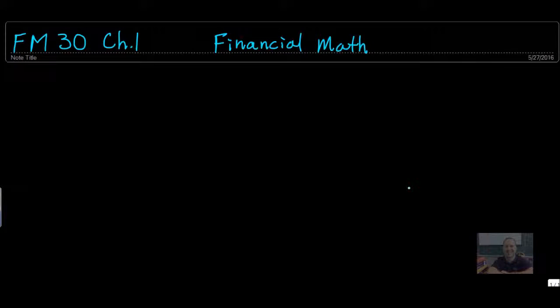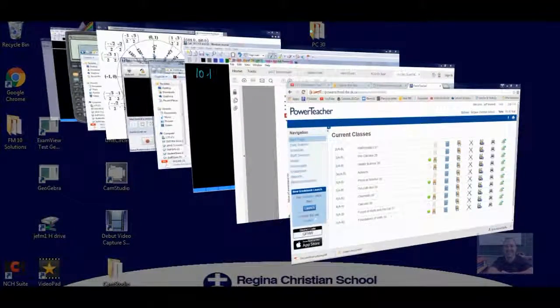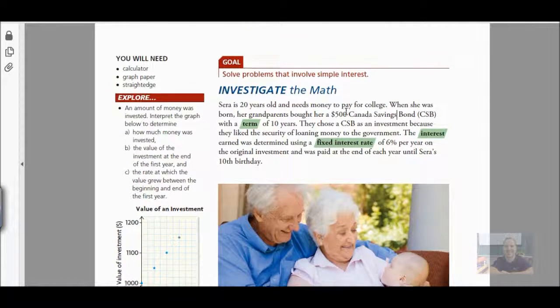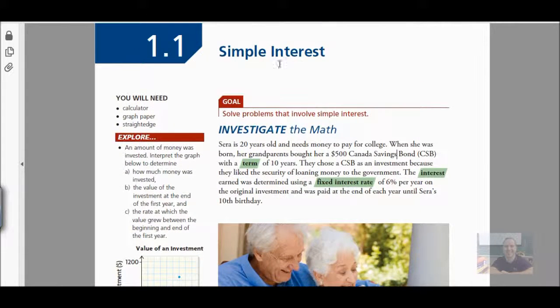Okay, very first chapter, very first section in your Foundations of Math 30 textbook. We may not be doing this on the very first day of class, as is the case this year. But anyways, this is the first section. So if we look at the textbook, the first page should look something like this, 1.1, simple interest. So welcome to chapter 1.